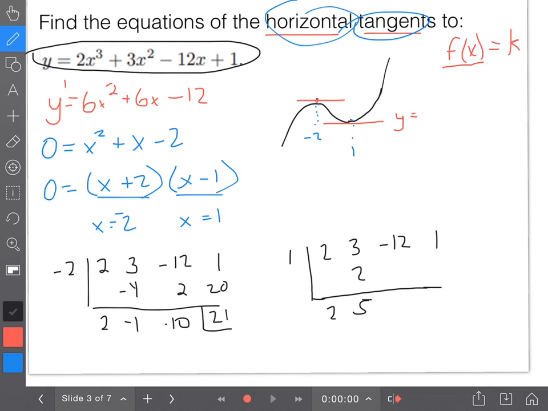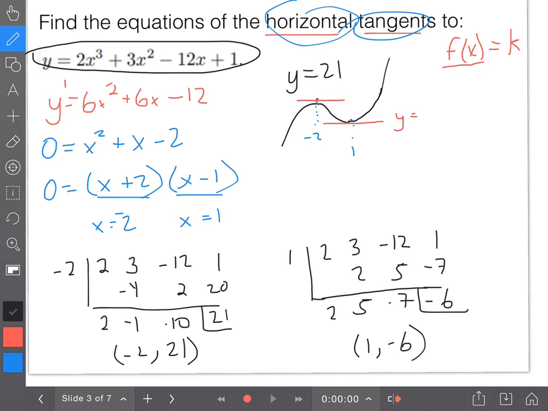Okay, so bring down the 2. 1 times 2 is 2. 3 plus 2 is 5. 1 times 5 is 5. Negative 12 plus 5 is negative 7. 1 times negative 7 is negative 7. 1 plus negative 7 is, or 1 minus 7 is negative 6. Okay, so I get negative 2, comma, 21, and I get 1, comma, negative 6. Now, those are the 2 points, and then the horizontal tangents would therefore be, for the negative 2, y equals 21, and for the 1, y equals negative 6. And those are the 2 equations for the horizontal tangents to the graph given.